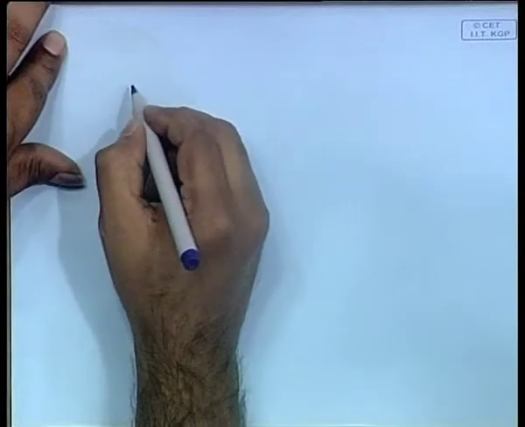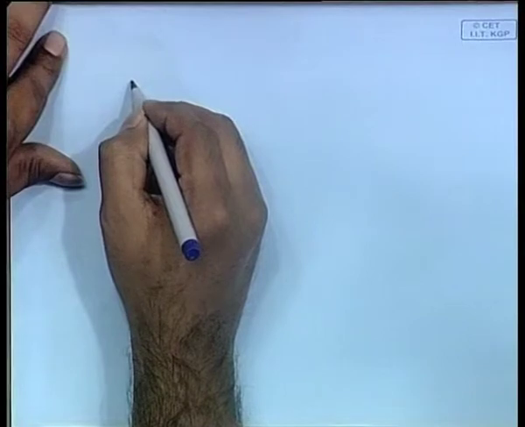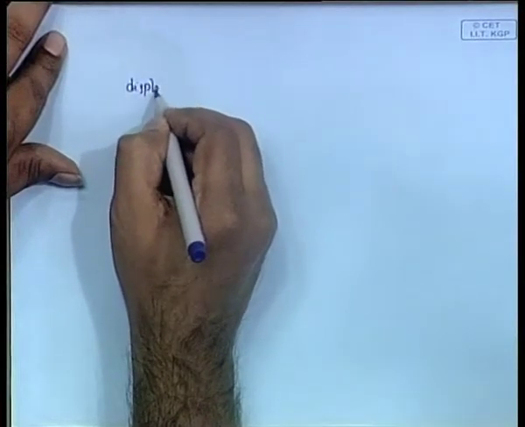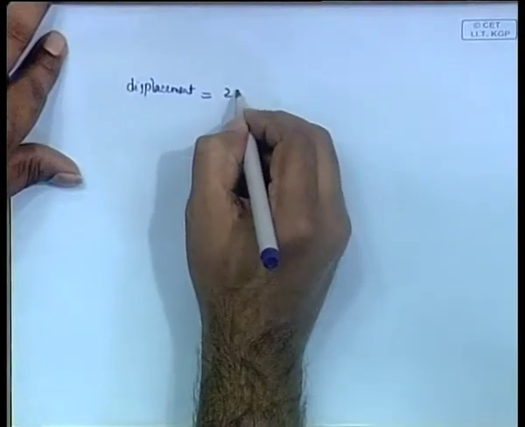Okay, so we will continue from the previous problem, that is, there is another problem. It says that there is a vessel with a displacement of 25,000 tons.